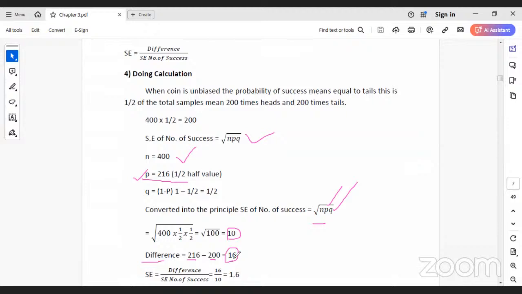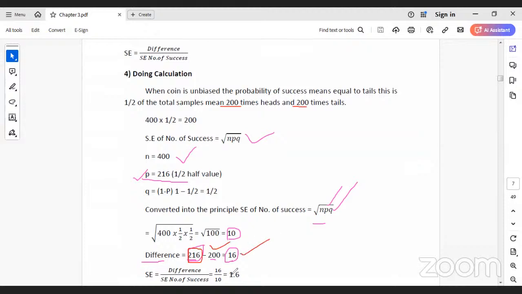Sir, how did we get this value? Consider only the probability of success. Don't consider failure. The number of successes is 216. Half value is 200, and the other half value is 200, but here the success count is important. So consider only 216. 216 minus 200, that is 16, is the difference value.